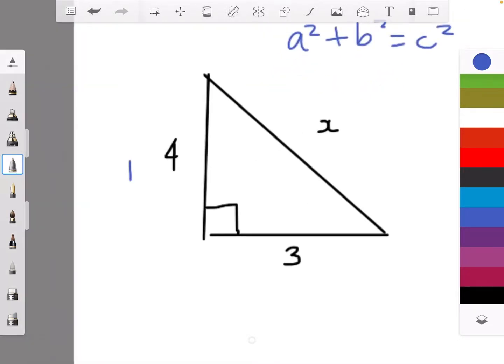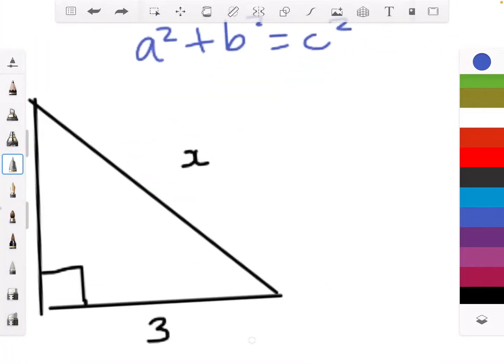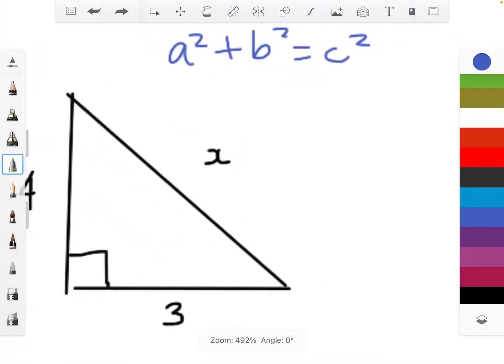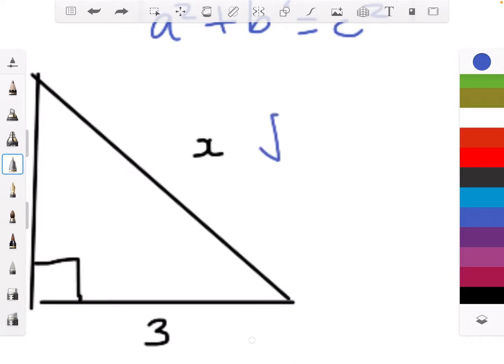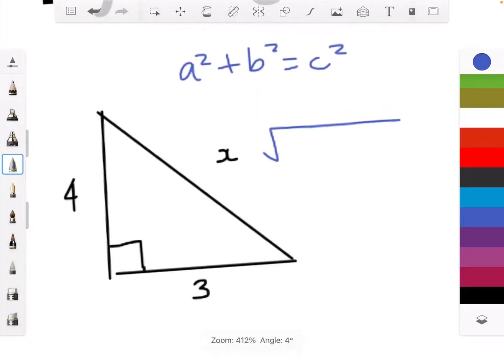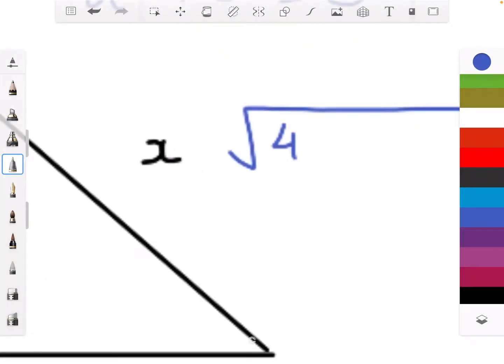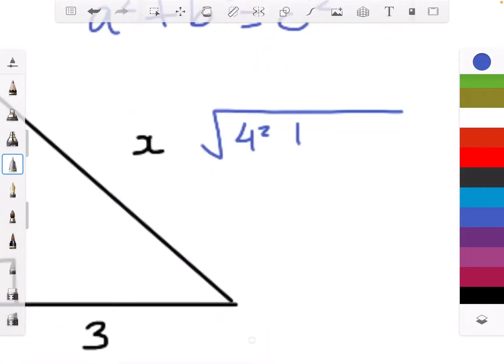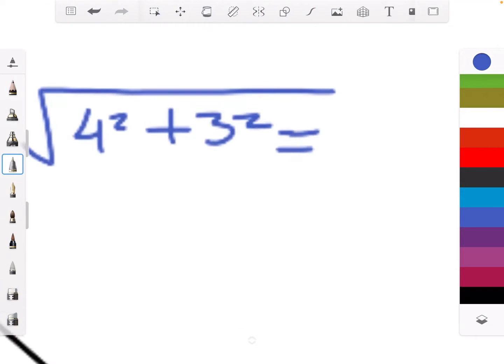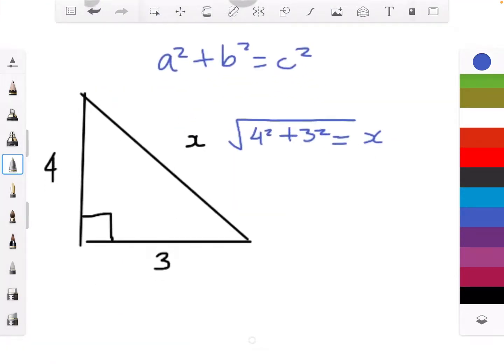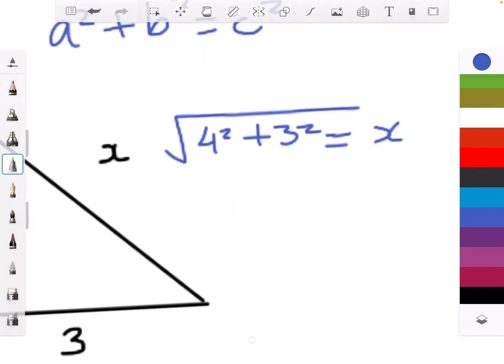These sides are a squared and b squared, and this side is always c squared. The hypotenuse is always c squared. So you would have to type in your calculator or write down in your book 4 squared plus 3 squared equals your answer. Okay, and you have to square root the answer.